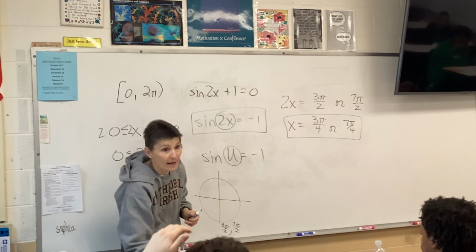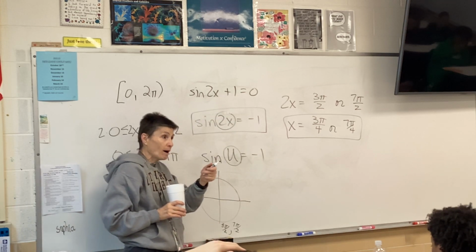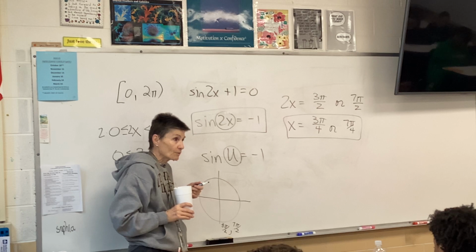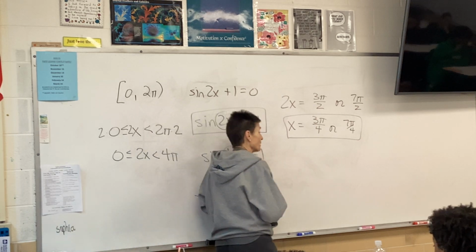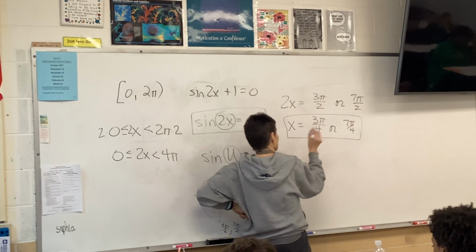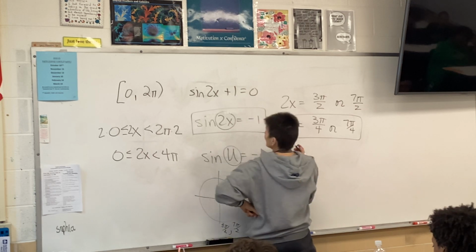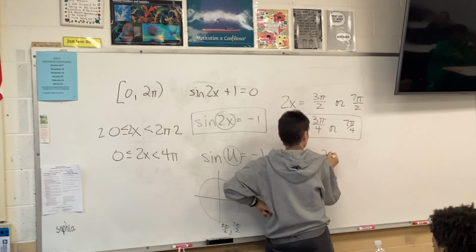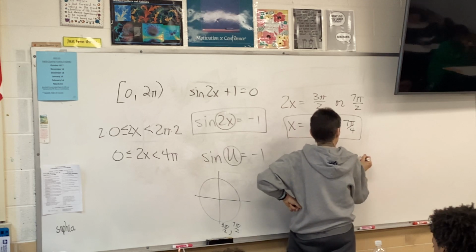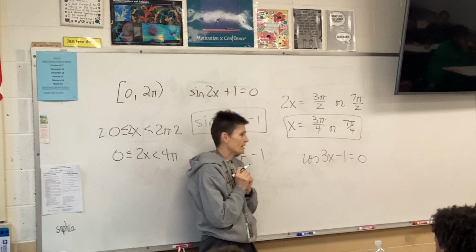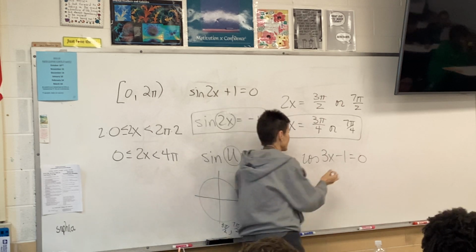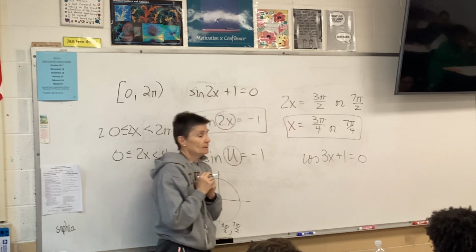I'm solving for x, but I did my problem in terms of 2x. Now, I know it's not on here, but let me do another one, because we've never done something like that before. Let's try this. Suppose it said, cosine 3x plus 1 equals 0. Okay?